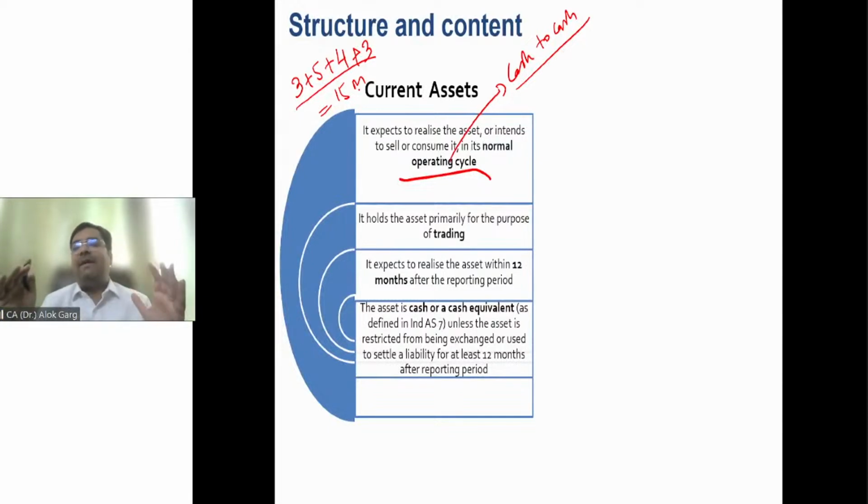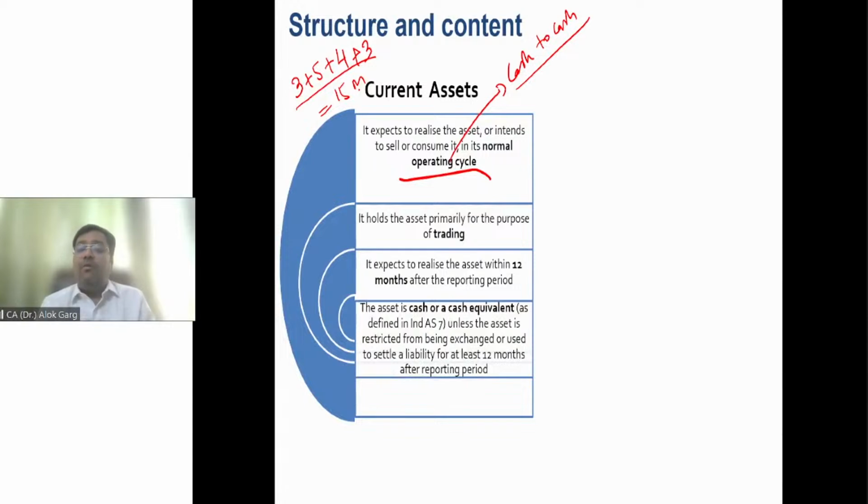So if a company is expecting to realize the asset or intends to sell or consume it within the normal operating cycle, then it is known as a current asset. For example, the company is selling goods on credit basis and expects to get the money within 15 months. Or the company is giving advance to creditors, or giving a loan to a third party and expects to get the loan back in the 15 months period. Then it will be classified as a current asset. Otherwise, it will be classified as a non-current asset.